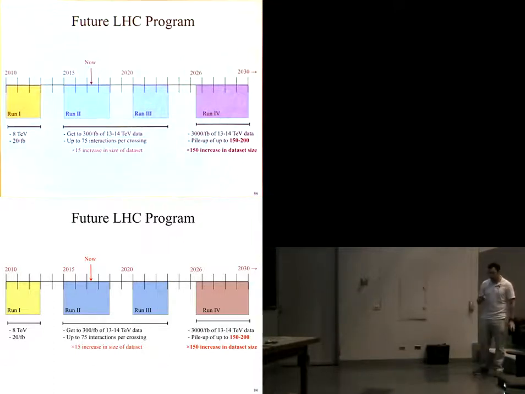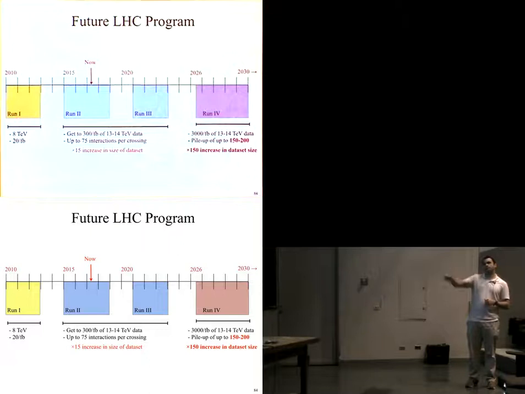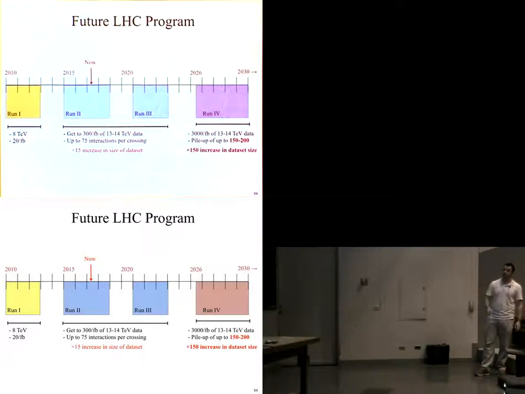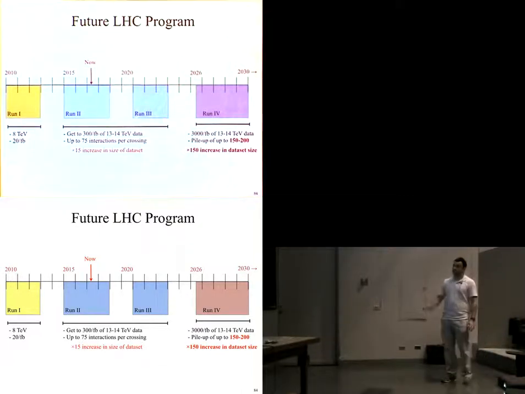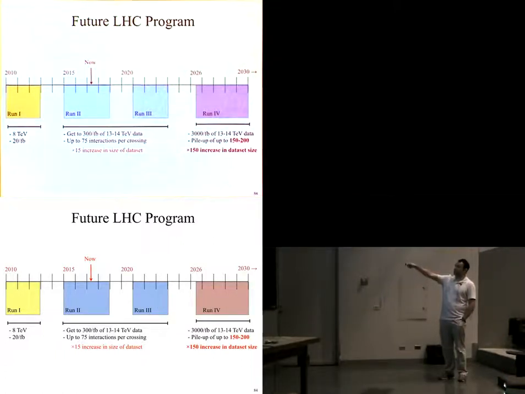We're now in the middle of the second period that has run two and run three. This increased the energy to 13 TeV, as we talked about. That's very important for probing particles with high mass, like the graviton, or like the excited graviton. One of the challenges in this running period is that the number of interactions happening at the same time per picture is increasing. We saw that we needed 20 interactions per beam crossing to find the Higgs in run one. This number will go up to about 75 interactions per crossing in this running period. But the advantage is you can take more data. So we're increasing the data set by about a factor of 15 in this period.